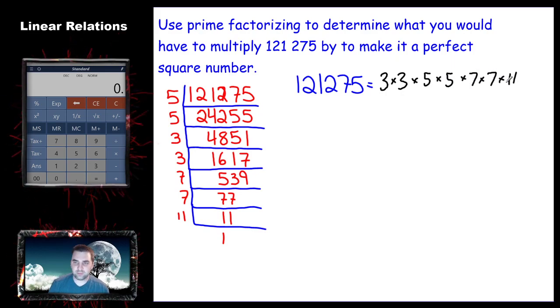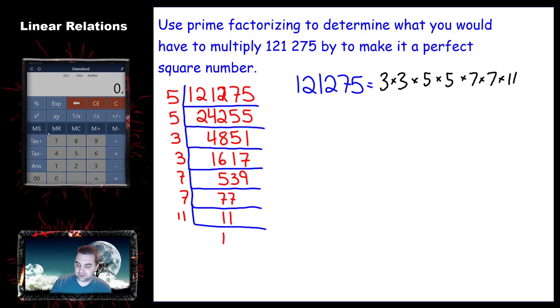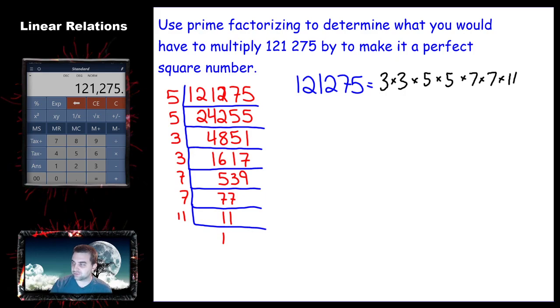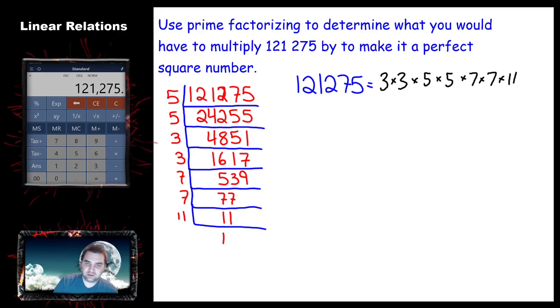And I'm just going to double check my work here because that's a big number and that's kind of ugly. So in the calculator, let me just confirm that all those numbers multiplied together are going to give me that same value of 121,275. And it looks like it is good, so we can continue.